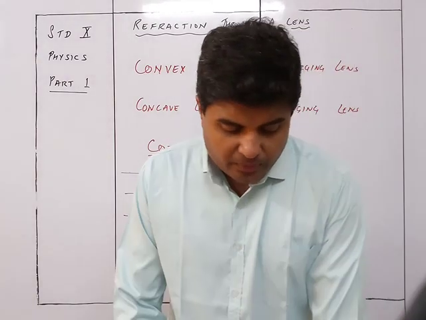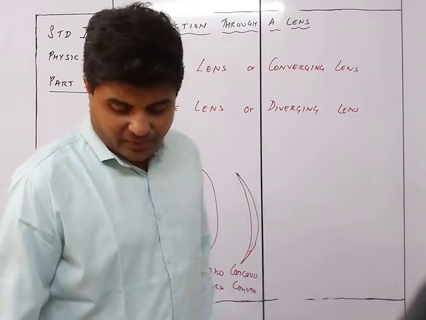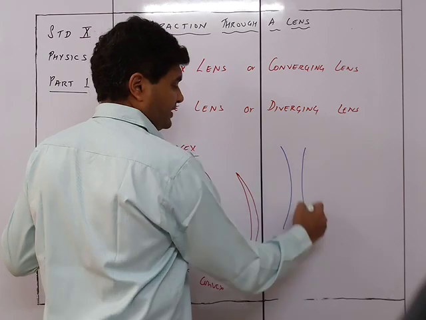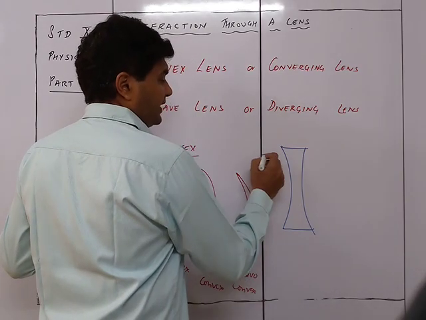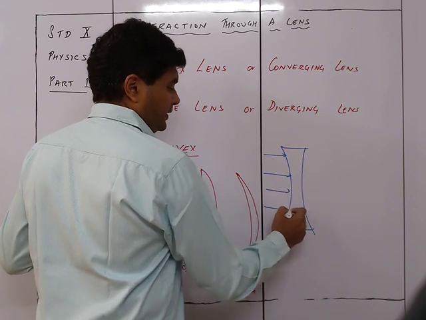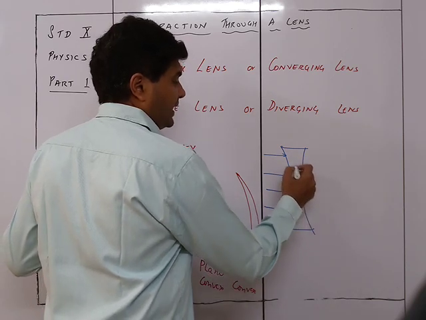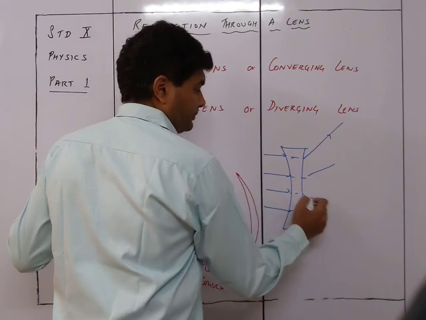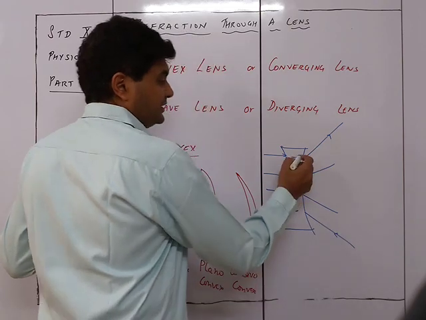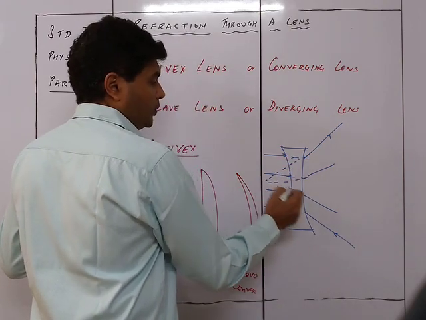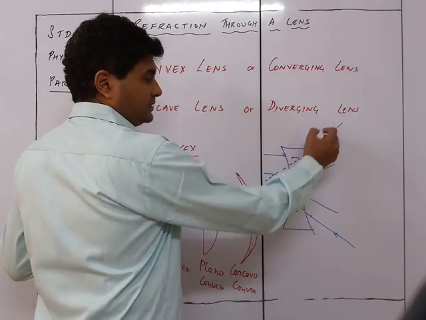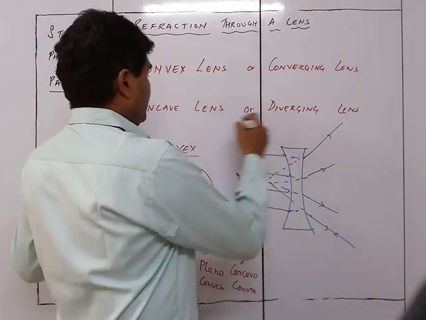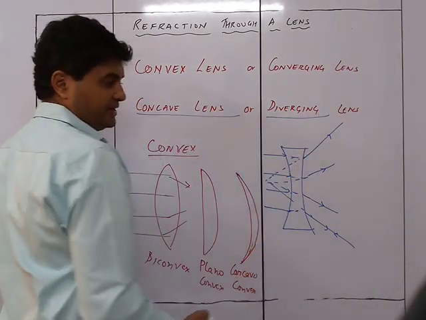Now comes the concave or diverging lenses. Why are they diverging lenses? Because if you take this particular kind of lens, the rays of light coming from this end will diverge out. They are diverging such that they seem to meet at a point over here. They are going away from each other, that's why it is called a concave lens or a diverging lens.